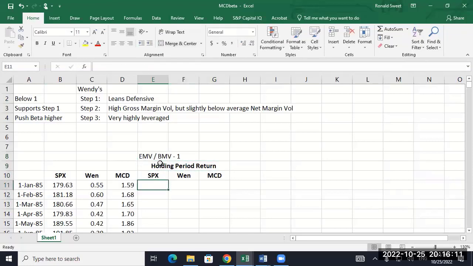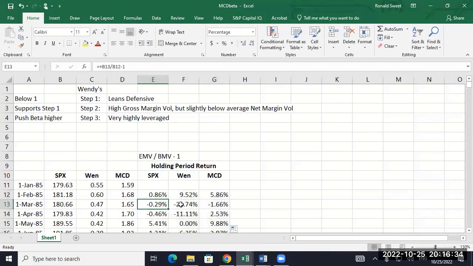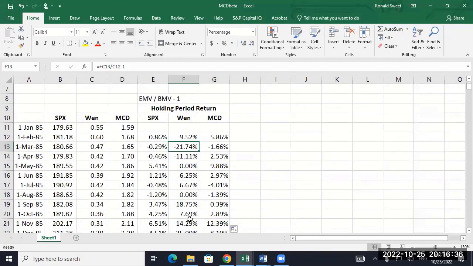You can't do that for January because you don't have December 1985. So we just do ending market value divided by beginning market value minus 1. So the S&P 500 in February 1985 was up 0.86%. Wendy's was up 9%. McDonald's was up 5%. That's a great month for hamburgers. But the next month wasn't so great. Wendy's was down 21% and then up 11%. So it's all over the place.